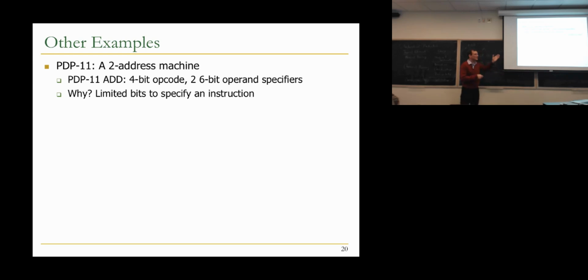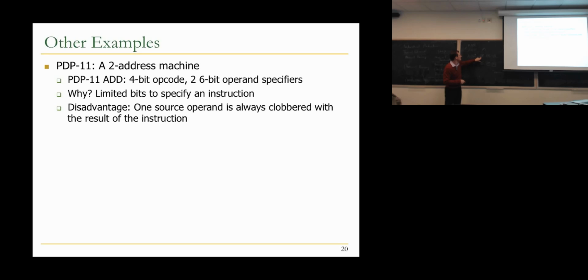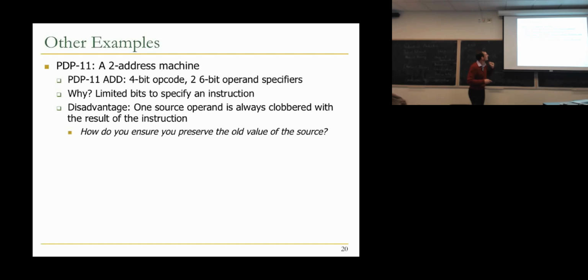The disadvantage of this we've already covered. One source operand is always clobbered with the result of the instruction, right? You cannot have the destination register different from both of the source operands. Well, we already answered this question, right? How do you ensure you preserve the old value of the destination register? You basically move it to some other place, maybe to memory.